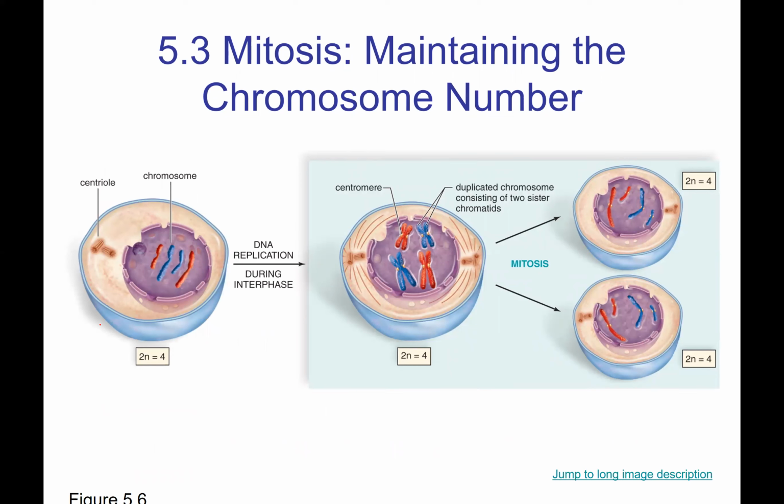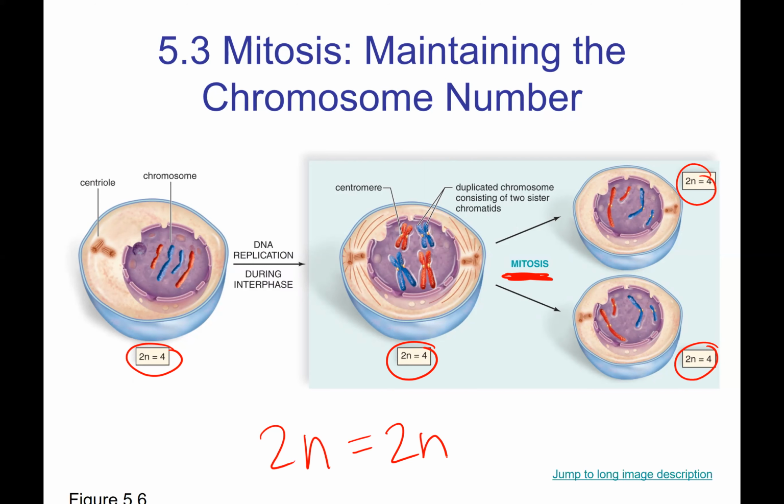Now, in a regular cell, this is just an example. So our 2N number is 4. We have 46 in humans, that's our 2N number. But in this example, a normal cell has 4, okay? So your chromatin becomes chromosomes. Our number is still 4. And then in the process of mitosis, we still have the same number. So in mitosis, we are not multiplying. A 2N cell is going to create another 2N cell.